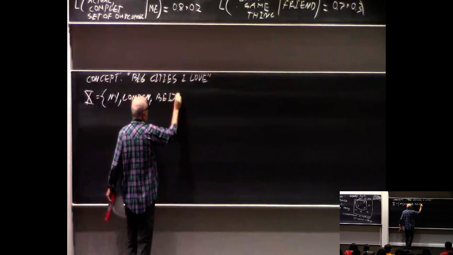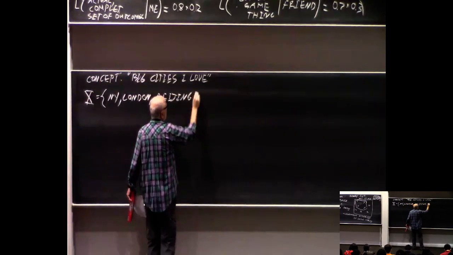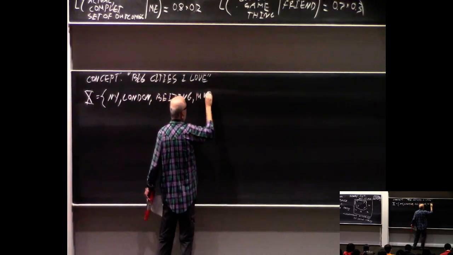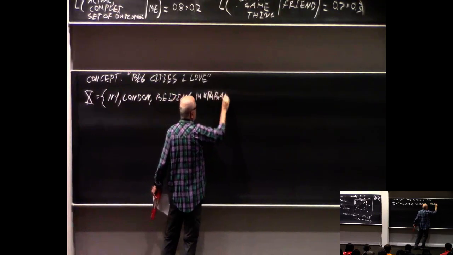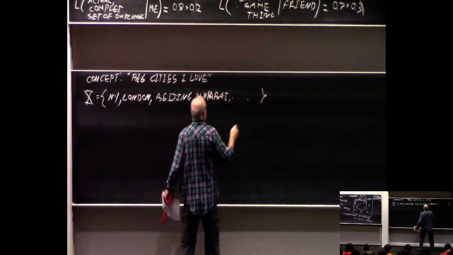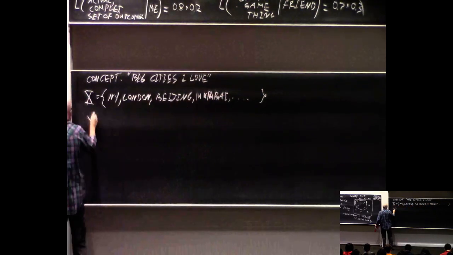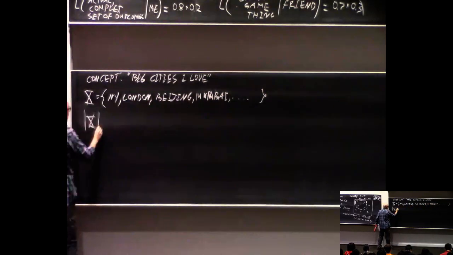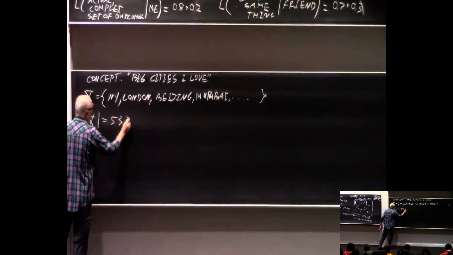The input space is New York, London, Beijing, Mumbai. The size of the input space is 538.